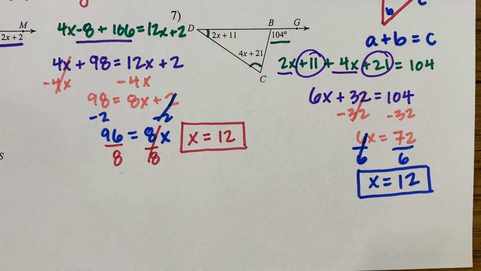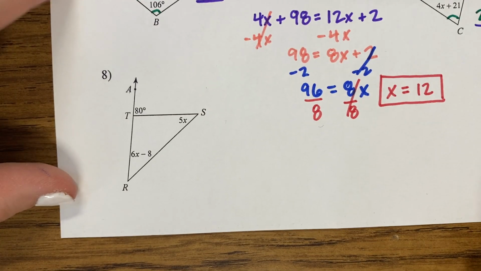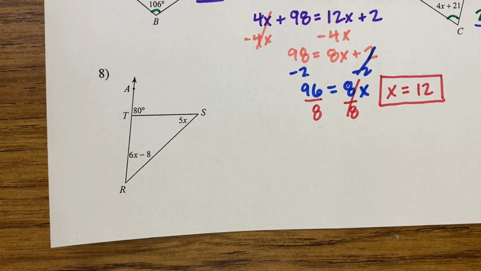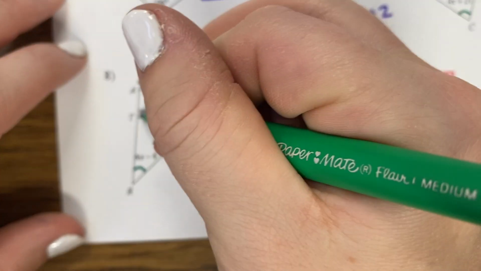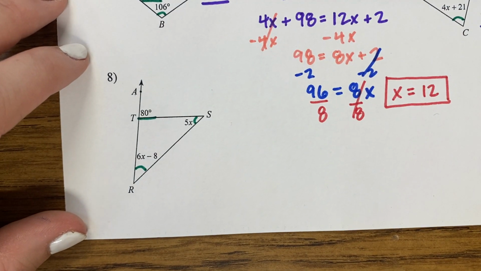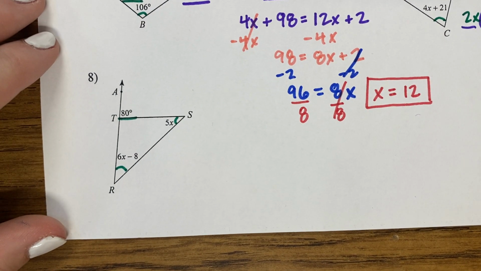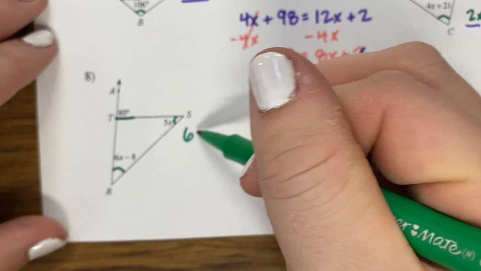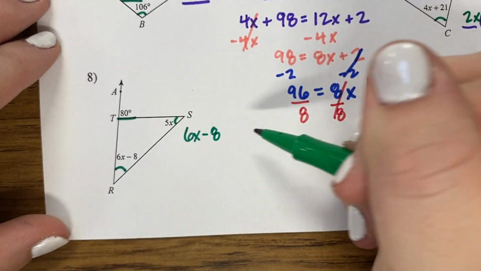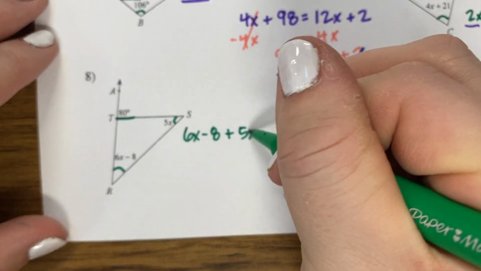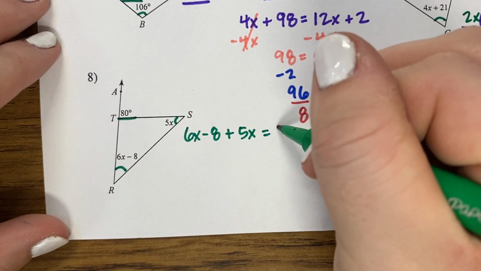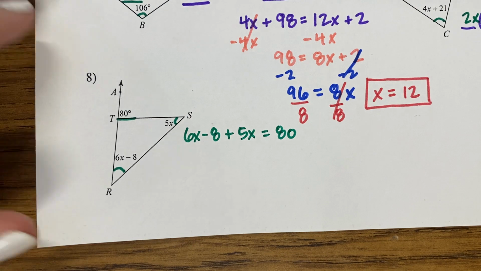Okay, let's do it one more time. So again, I'm given my two interior angles. We like to call them A and B. And we know added together they equal my exterior angle, which is C. Okay, so let's take my first angle, 6x minus 8, plus the other interior angle, which is 5x. And it all equals the exterior angle, 80.